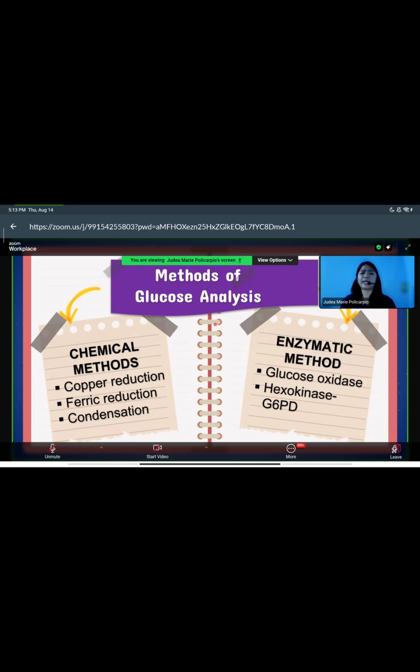Pero again, what we would commonly hear nowadays, or use rather nowadays, ay enzymatic methods, pero still try to be familiar with the different chemical methods natin. Kasi they are still appearing pagdating sa exam. Okay, so that would clear up the different methods and the different specimen requirements natin for the glucose analysis.